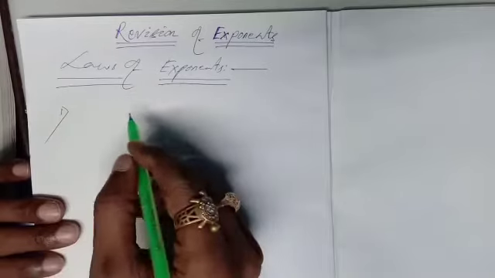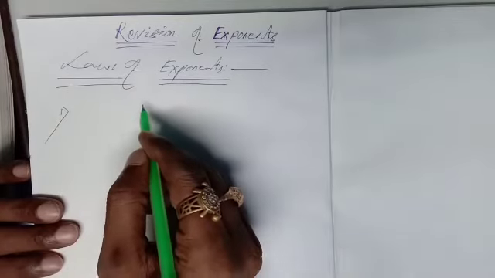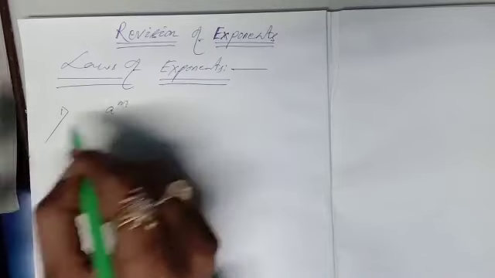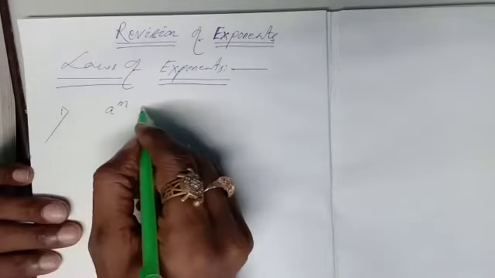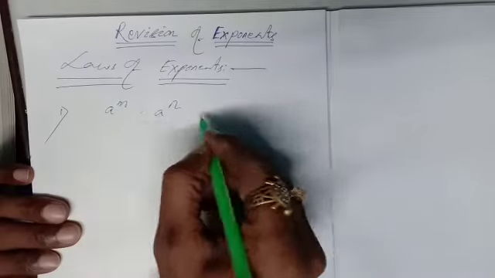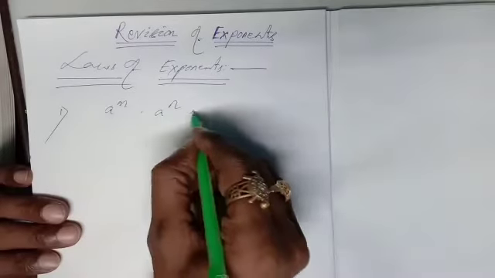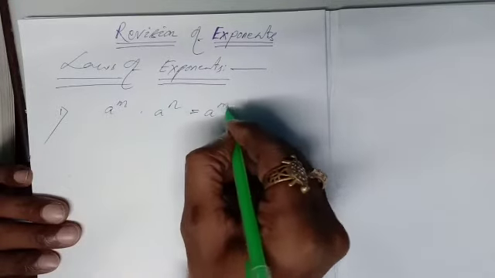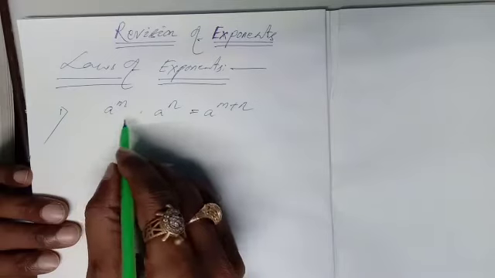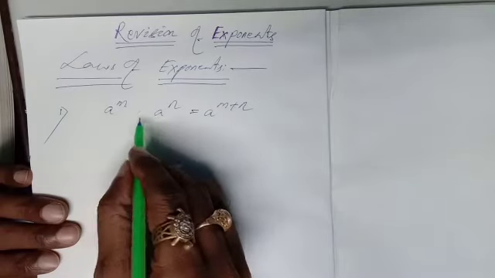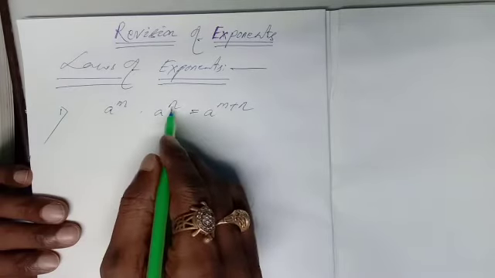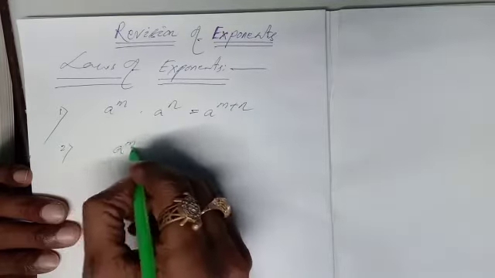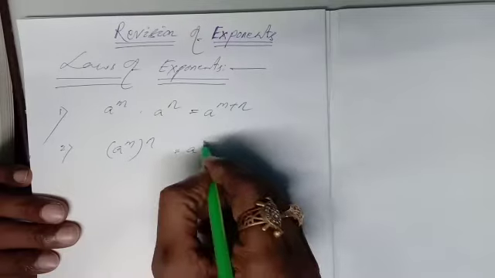If a and b are any two real numbers and m and n are any two integers, then number 1, a to the power m into a to the power n. Whenever the base is same, the power is added. Means this will be a to the power m plus n. Number 2, a to the power m whole to the power n, this will be a to the power mn.